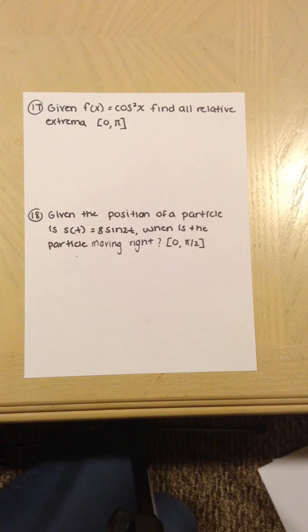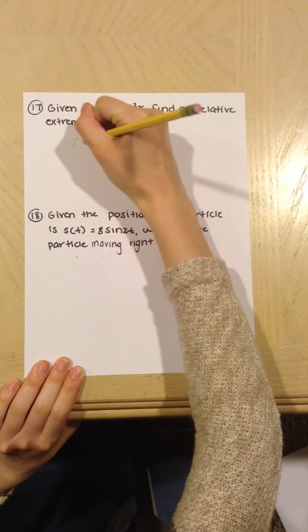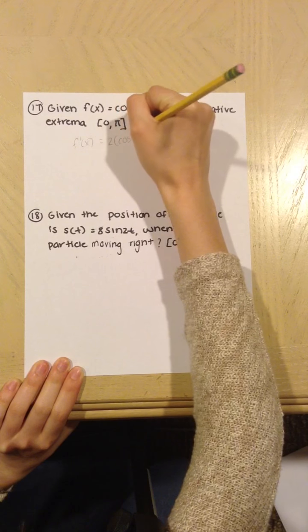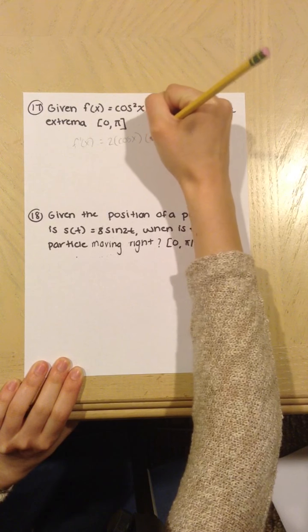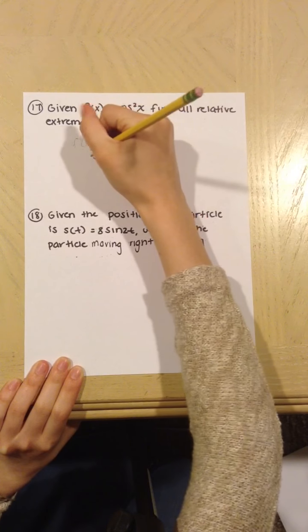So now these are some more derivative applications. For this first one, given f of x equals cos squared x, find all relative extrema. For this, you're going to have to find the first derivative. So f prime of x equals 2 cos x times the derivative of cos x, which is negative sine x. Now we're going to set that equal to 0.